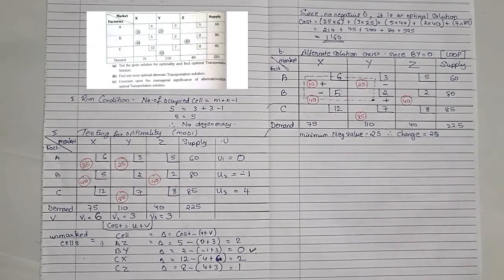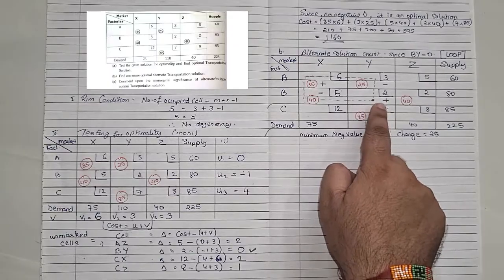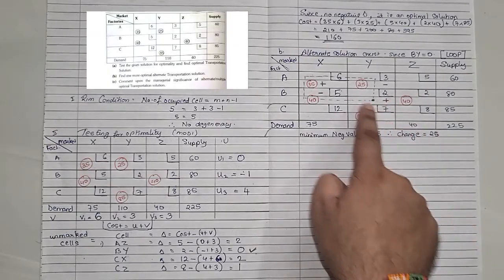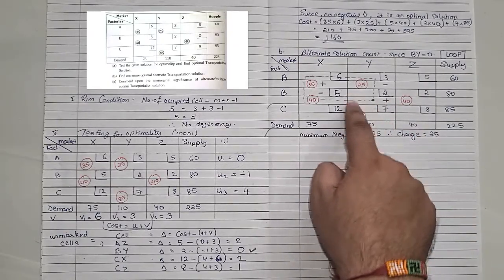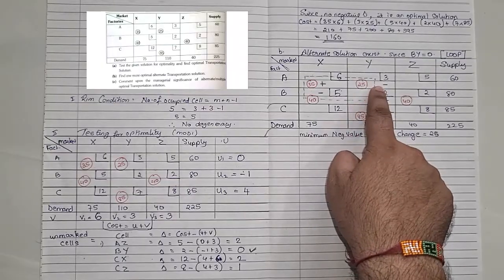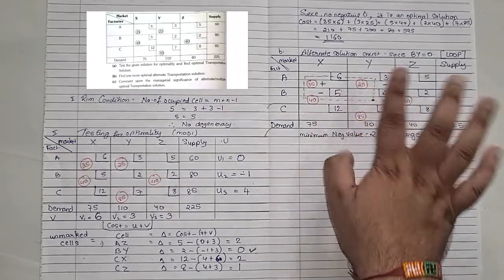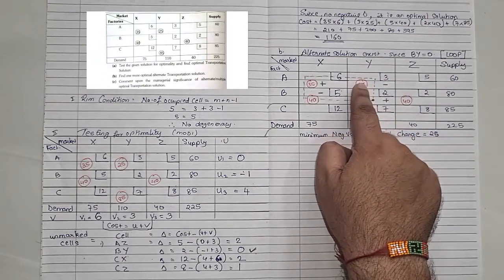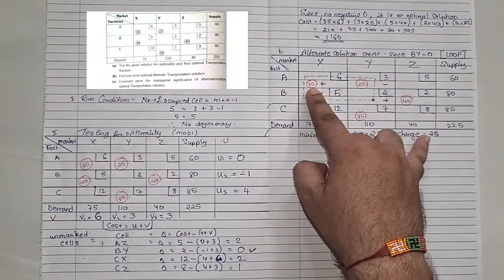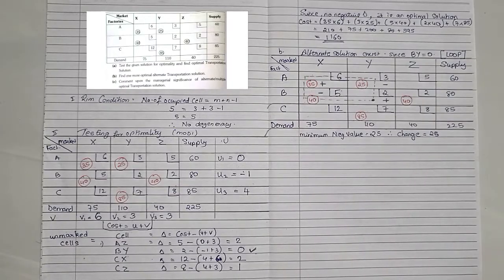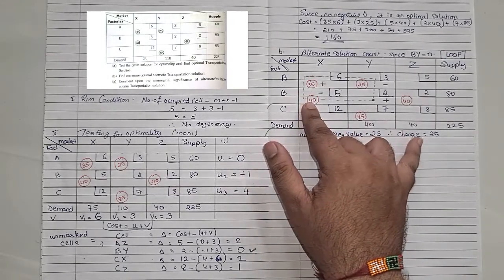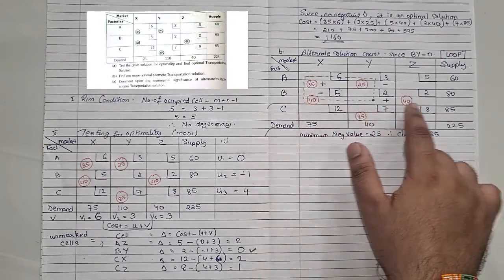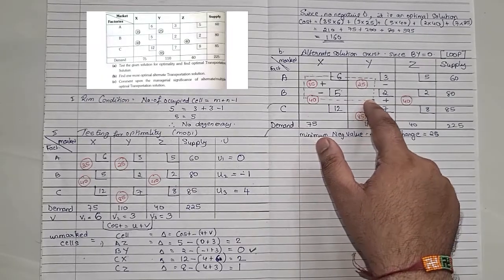What does this mean? This means wherever I can see a plus, 25 will get added to your allocated value. Wherever there is a minus, 25 will get subtracted from it. So basically 25 minus 25 is 0, so this will become 0. 35 plus 25, so it will become 60. 40 minus 25, it will become 15, and here another 25 will get allocated.